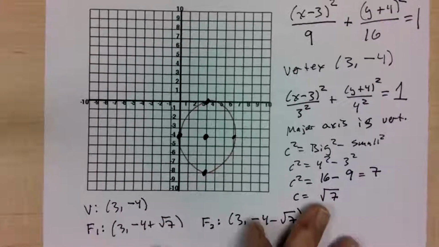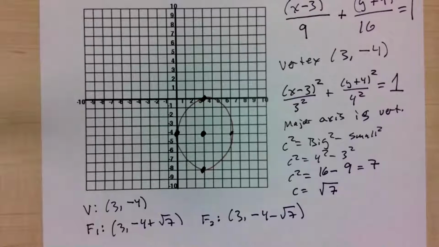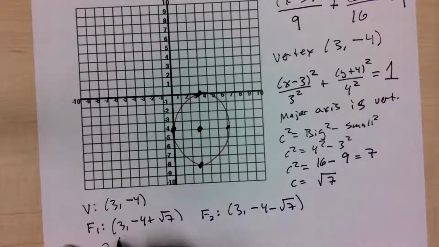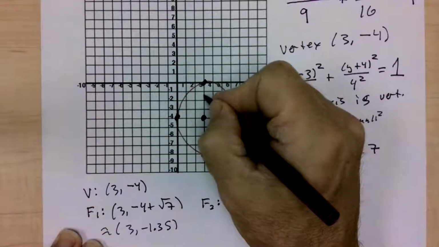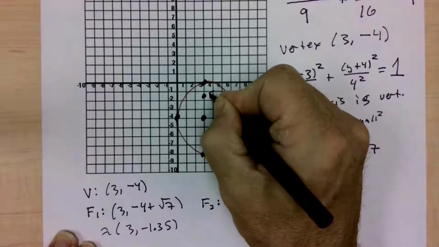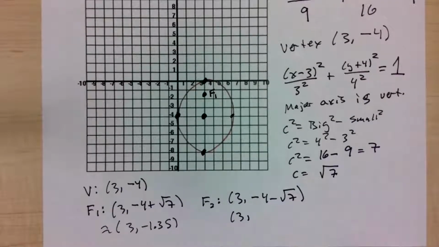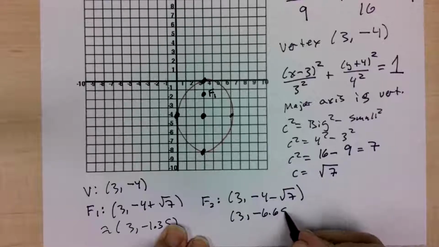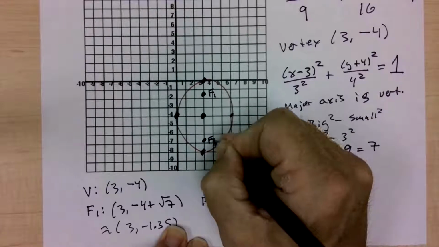So let's get decimal approximations for where those will be on the graph so we can visualize where those 2 focal points will be. So we'll take -4 plus √7 is about -1.35. So -1.35 around here for one of my focal points. And for the other one, 3, -4 minus √7 is about -6.65. -6, 1, 2, 3, 4, 5, 6.65, somewhere around there is my second focal point.